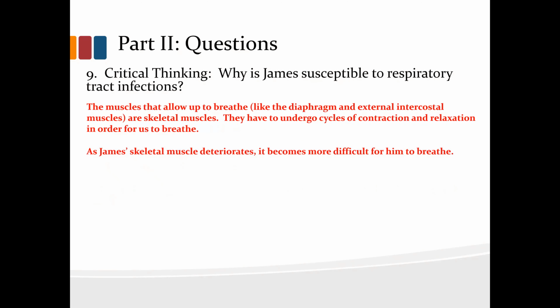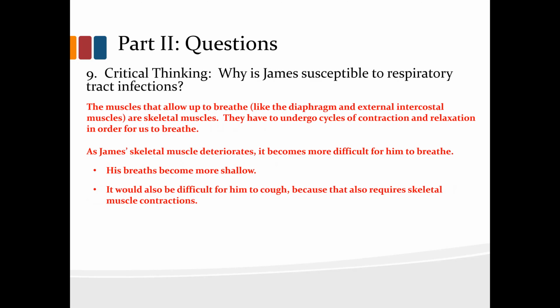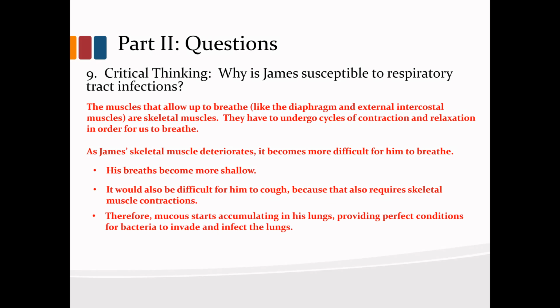But as James's skeletal muscle deteriorates, it becomes more difficult for him to breathe. His breaths become more shallow, so he's not getting air as deep into his lungs. It would also be difficult for him to cough. Coughing and sneezing also require skeletal muscle contractions. Because he can't move as much air in and out of his lungs and he can't cough to help move mucus, he starts getting mucus accumulating in his lungs, and mucus is a great food source for bacteria. This provides the perfect condition for bacteria to invade and infect his lungs. So he gets repeated respiratory tract infections like bronchitis and pneumonia.